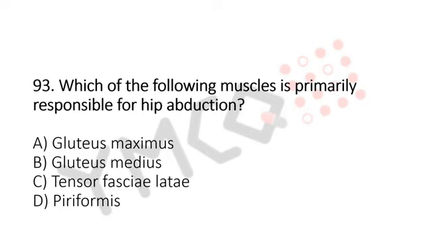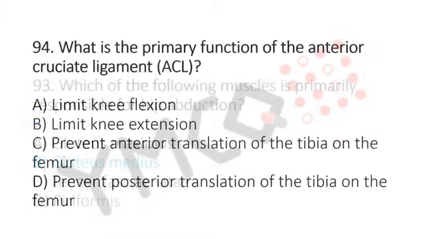Which of the following muscles is primarily responsible for hip abduction? Option A, gluteus maximus. Option B, gluteus medius. Option C, tensor fasciae latae. Option D, piriformis. And the answer is option B, gluteus medius. Now let's move to question number 94.